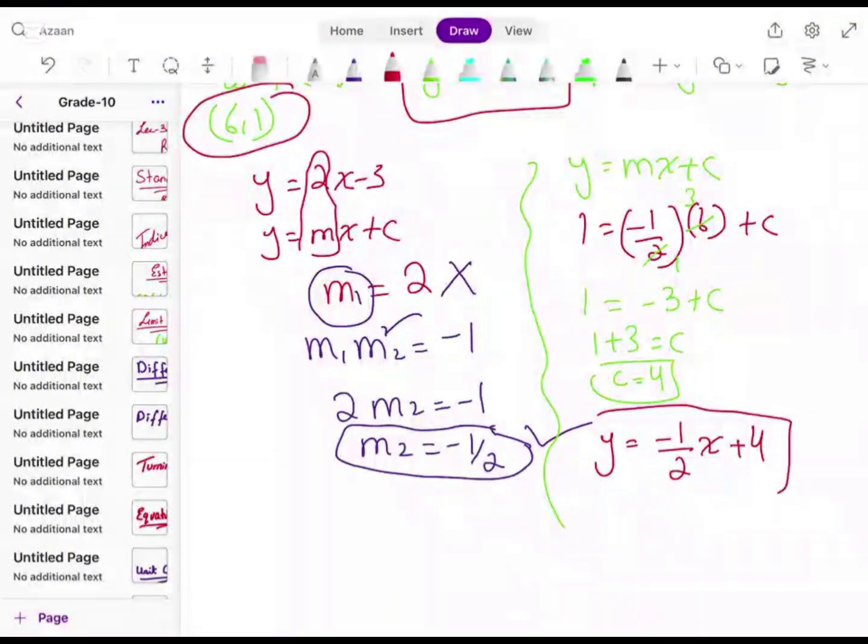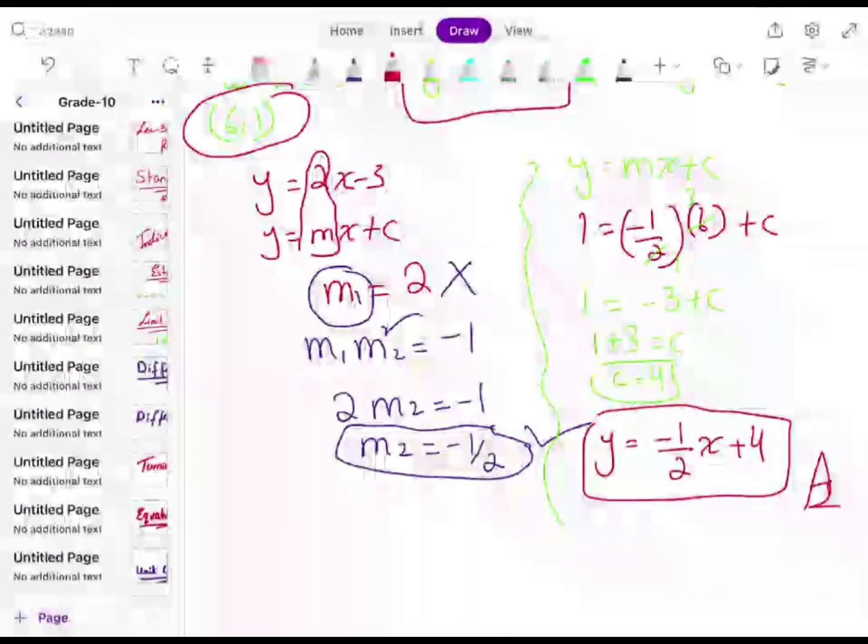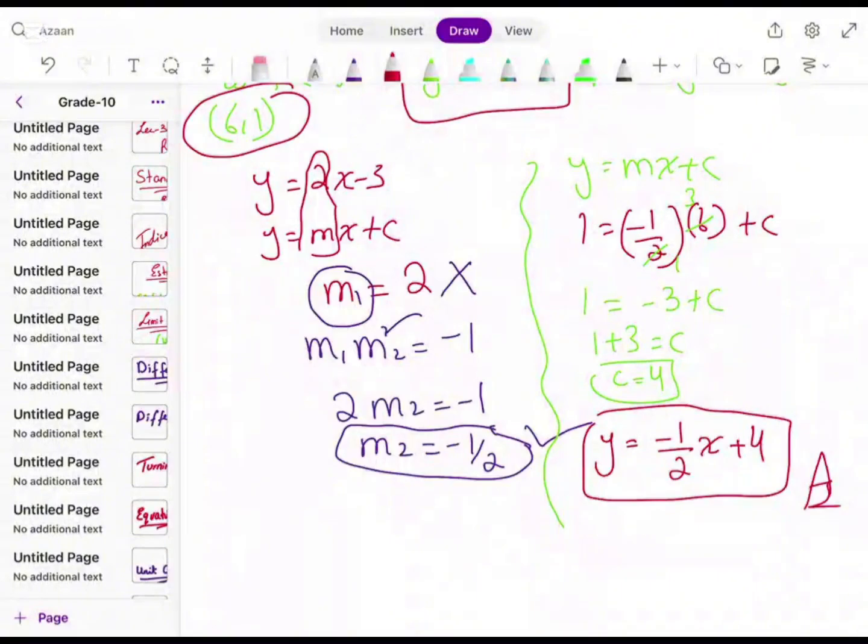Yes, Adhan, everything clear or not? No, I don't really understand, like 2m2 equals minus 1, and how do you get m2 equals minus 1 over 2?